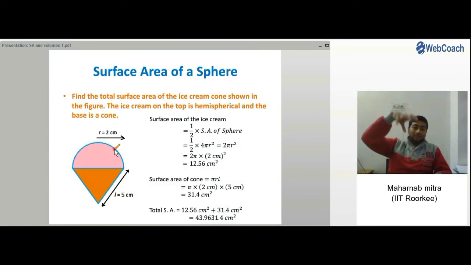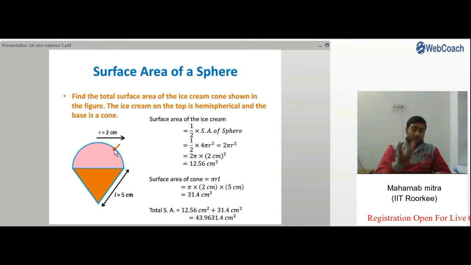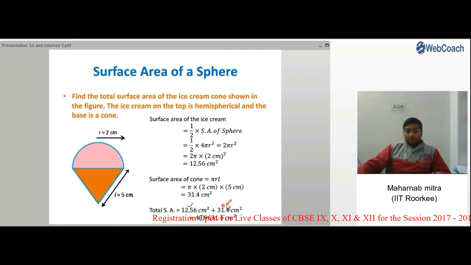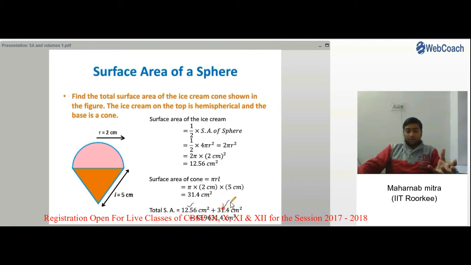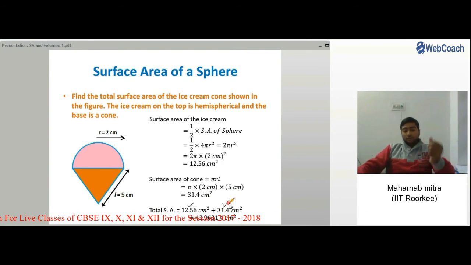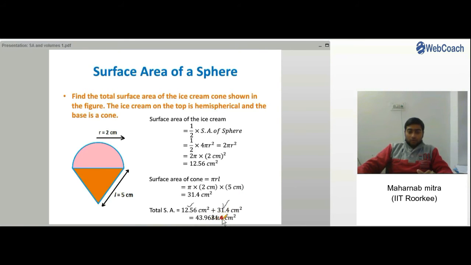So to find the total surface area, we add the surface area for the hemisphere and the surface area for the cone, right? The lateral surface area or the curved surface area for the cone. So here we have the curved surface area for the hemisphere. Here is the curved surface area for the cone, and now we have the value for the total surface area, which is 43.9631 centimeter square, right? Forget this part, this is not the answer. So we have the answer as 43.96 centimeter square. So this is the answer, right?